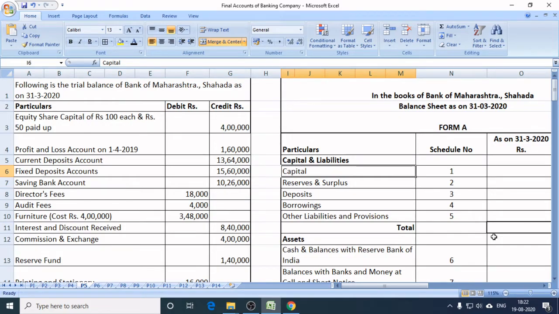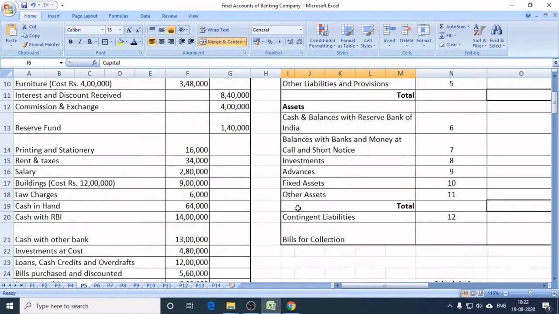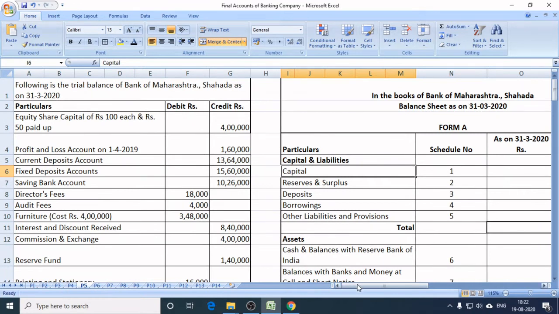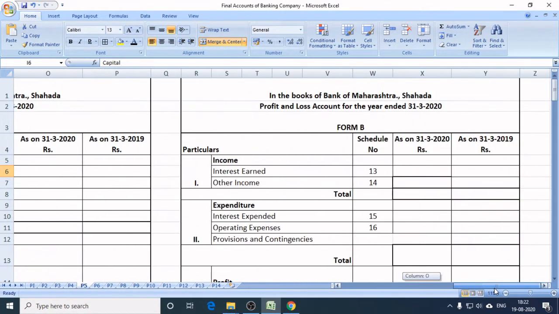Hello students, in this video lecture, I'll again explain to you how to prepare the balance sheet and profit loss account of a banking company with another example. So here we have a trial balance and a set of adjustments. Now we know that as per Form A, we should prepare the balance sheet, and as per Form B, we must prepare the profit loss account of a bank.